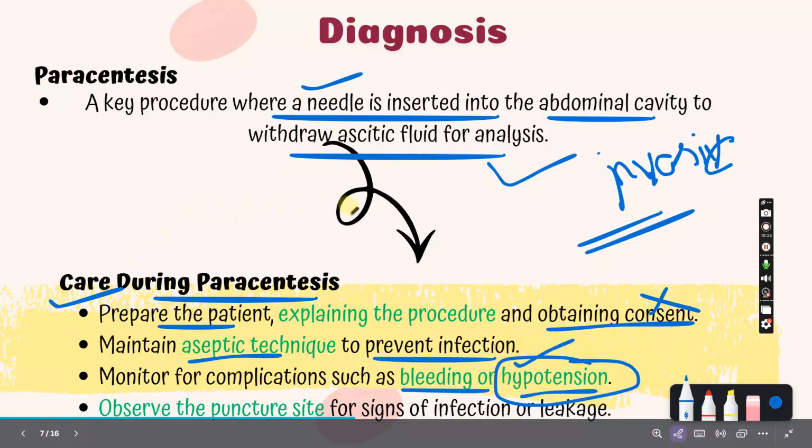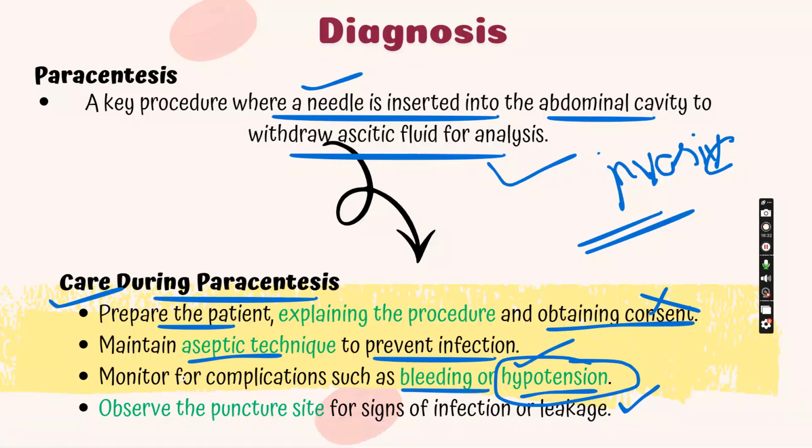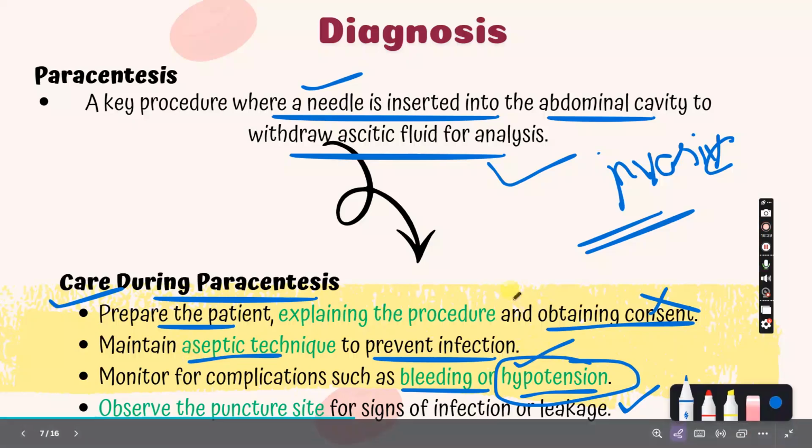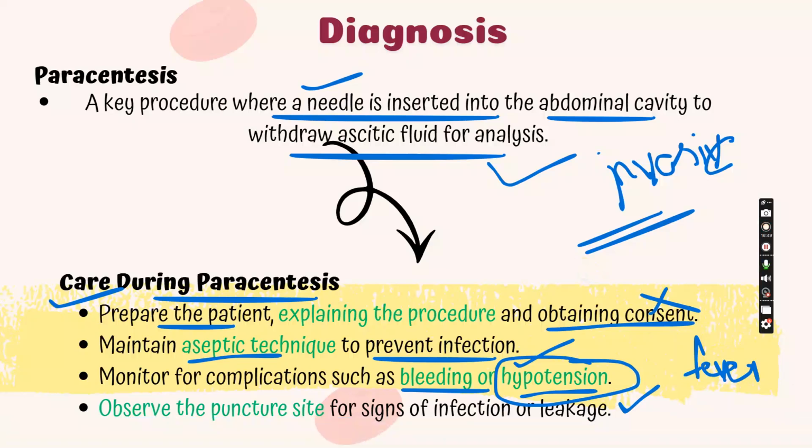The next is observe the puncture site for signs of infection or leakage. We'll observe if the patient has any infection or leakage. How will we be able to see that? The first sign of infection is fever. There will be an increase in the temperature, or there will be pus-like formation on the puncture site. These indications tell us that the patient might be suffering from an underlying infection that might have occurred during the paracentesis process.